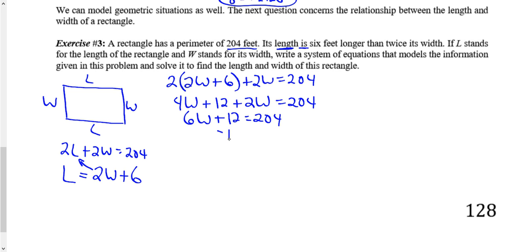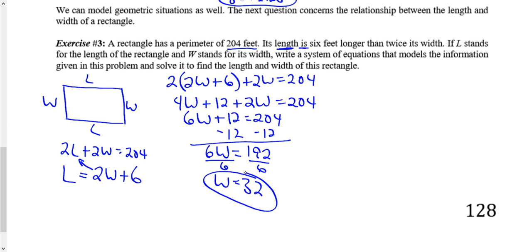And now we just subtract 12 from both sides, right? 6W equals 192. Divide by 6 equals 32. So W equals 32. Got one of them.